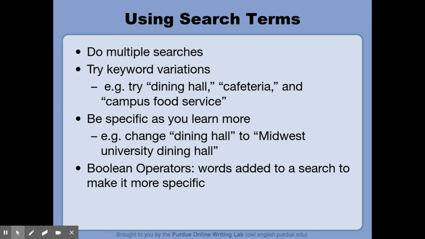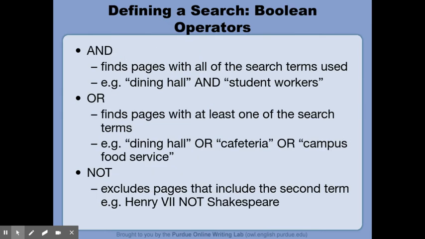And there are things called Boolean operators: words added to a search to make it more specific. So here's the list of Boolean operators. You have AND, OR, NOT. And you would capitalize those in your search engine or in the toolbar whenever you do your search. If you type in AND, it finds pages with all of the search terms used. So you could say dining hall AND student workers, and the results that you get are going to have both of those terms listed within the resources.